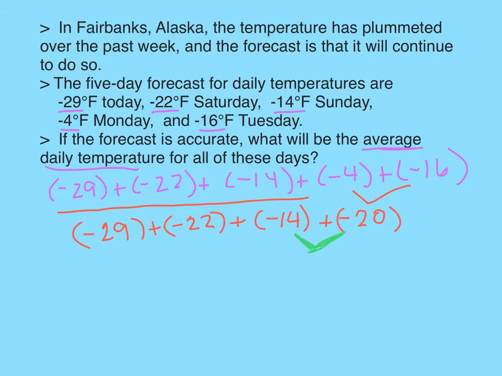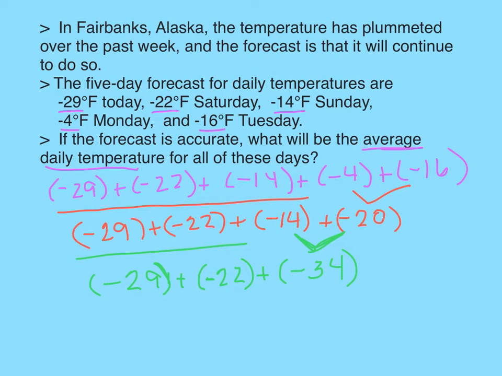I don't know if I like that color or green, but we'll go with it. So negative 14 plus negative 20. 14 plus 20, of course, is 34, and that would be negative 34. Oh, I hope you can see those. Negative 29 plus negative 22 plus negative 34.